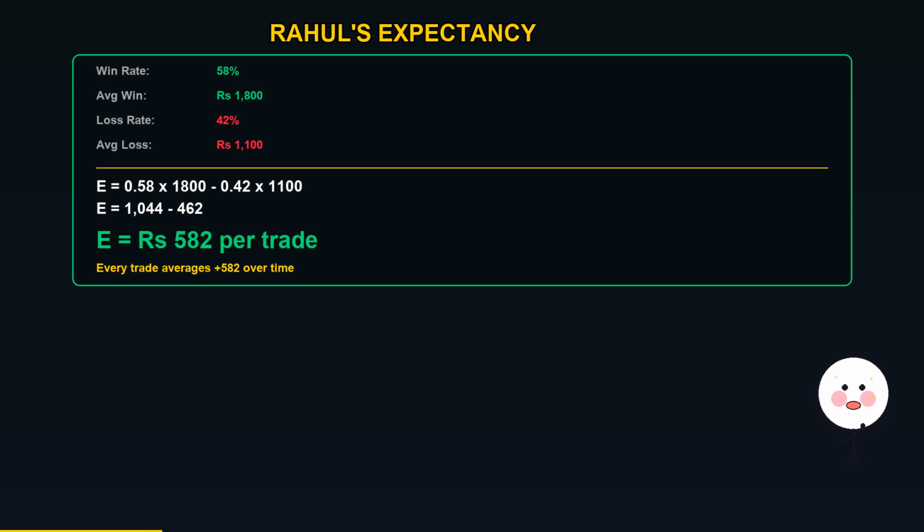Let us calculate Rahul's expectancy. Win rate 58%. Average winning trade 1,800 rupees. Average losing trade 1,100 rupees. Expectancy equals 0.58 times 1,800 minus 0.42 times 1,100. That is 1,044 minus 462. Equals 582 rupees per trade. On average, every single trade Rahul takes makes him 582 rupees. Whether that individual trade wins or loses does not matter. Over enough trades, this is his average.